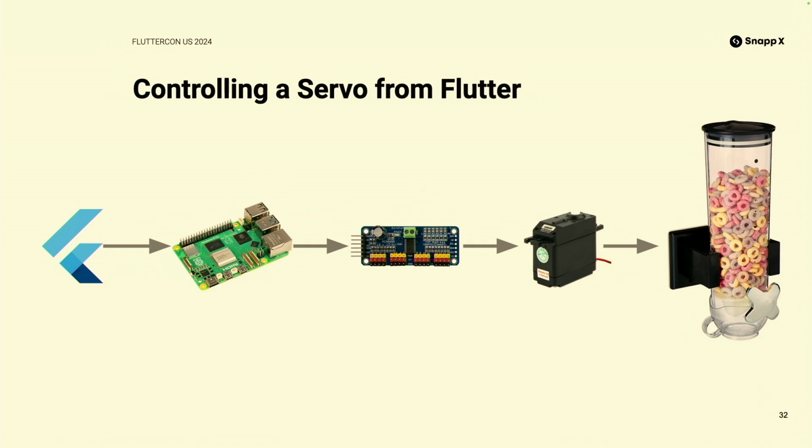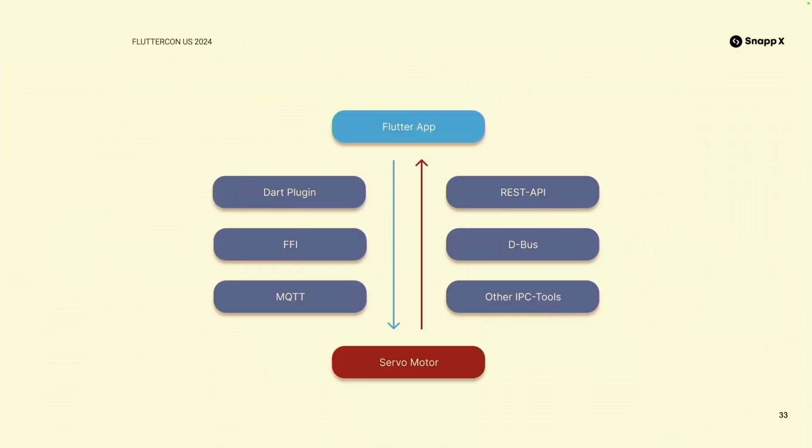We have a Flutter application that talks to the Raspberry Pi, which then talks to the servo controller, which then sends a signal to turn the servo, which gives us candy. That's what we want. So on the software side, how do we control the servo?